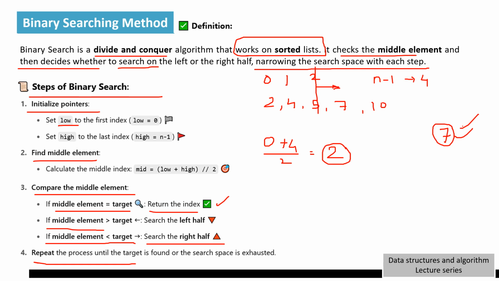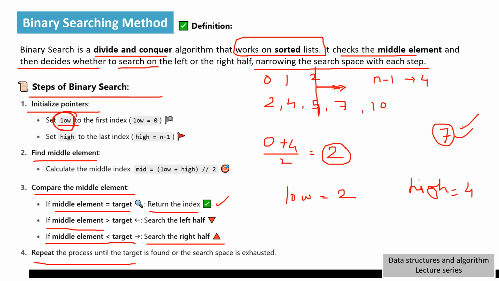Now once you understand this, we have to search on the right side of this. So we will move this low variable to this, right? So the low variable will be updated to index 2. High will be as it is, which is 4.